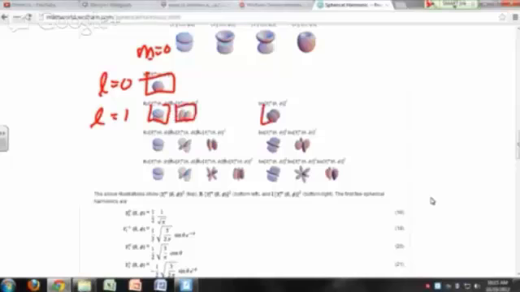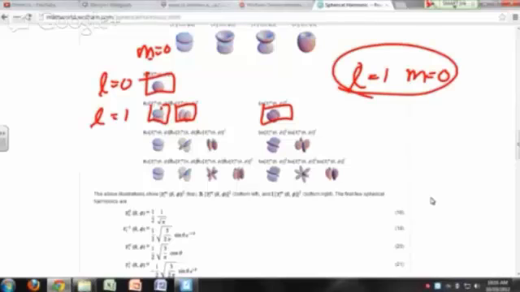And L equals 1. What do these look like? These look like the p orbitals you've seen in your freshman chemistry, right? So this is M equals 0 here. So L equals 1, M equals 0. When we get to the hydrogen atom, that becomes the spherical harmonic part for the pz orbital.